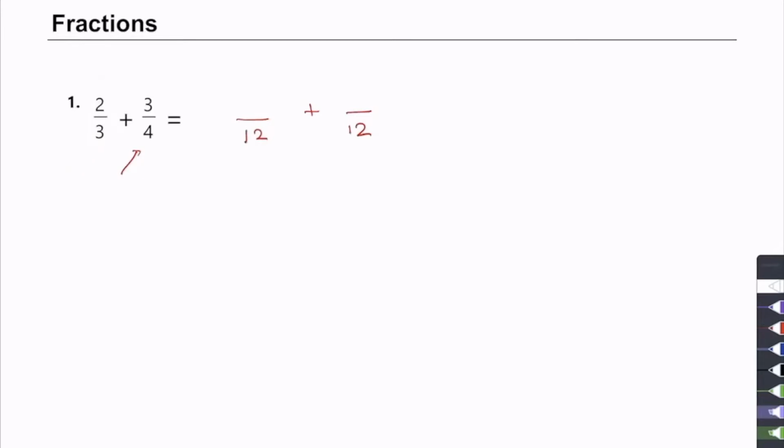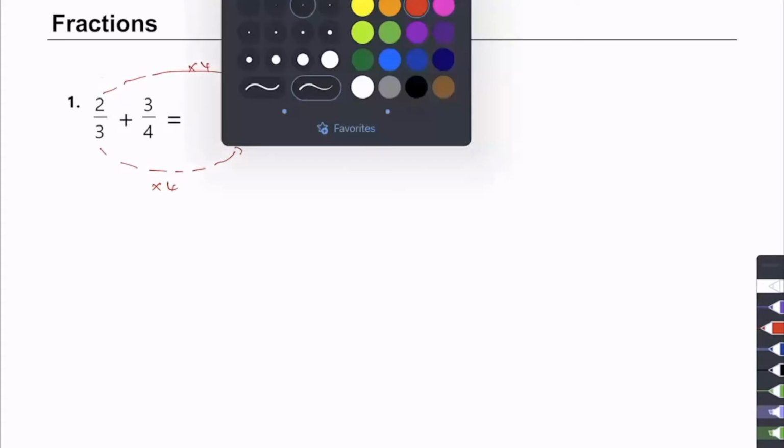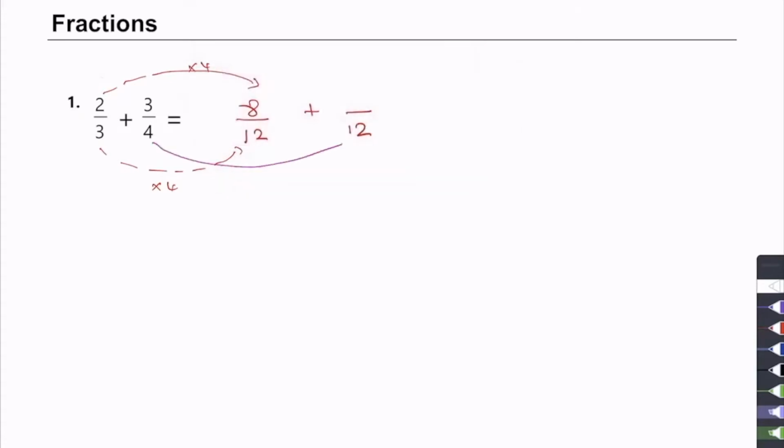Now the question is, what do I do to 3 to get to 12? Well, I multiply by 4. Therefore, I must multiply 2 by 4 to get 8. And then what do I do to 4 to get to 12? I multiply by 3. 3 times 3 is 9. And your answer then is 8 add 9, which is 17 over 12, which you can then simplify into a mixed number. And you can say 12 into 17 go 1, 5 left over. So the answer is 1 and 5/12.